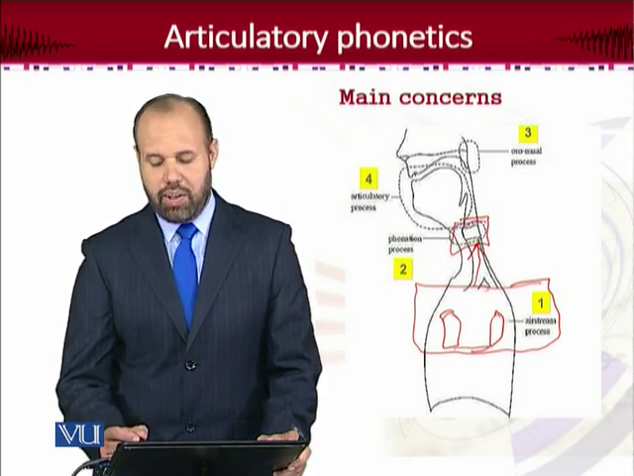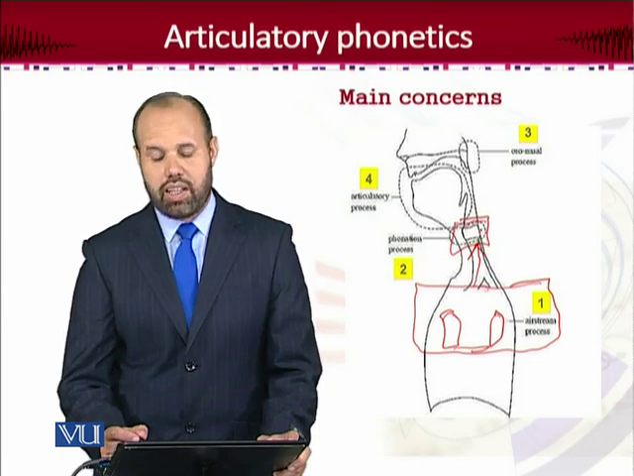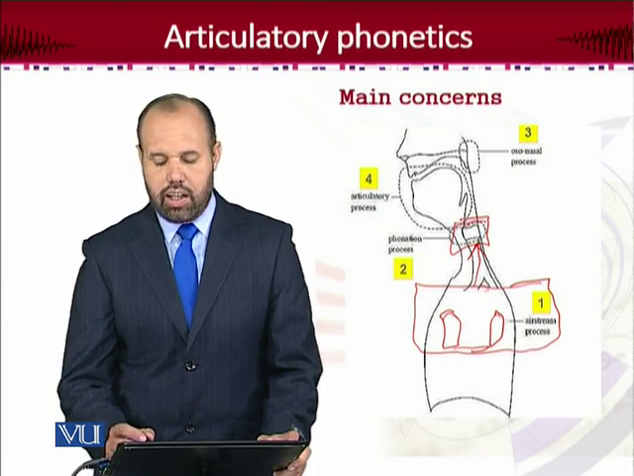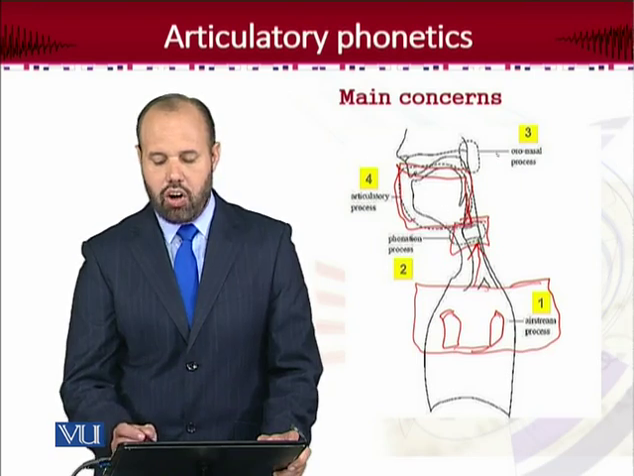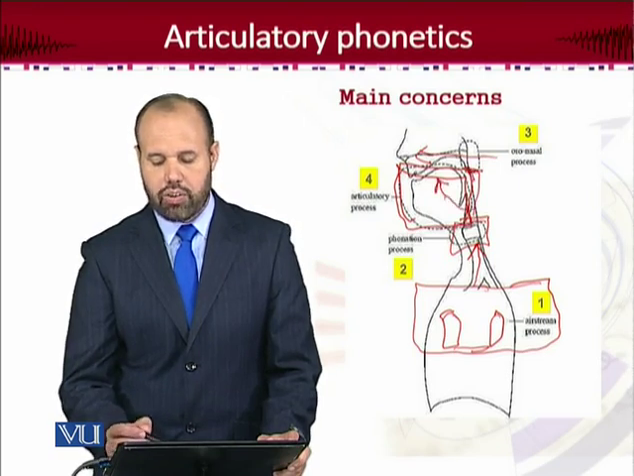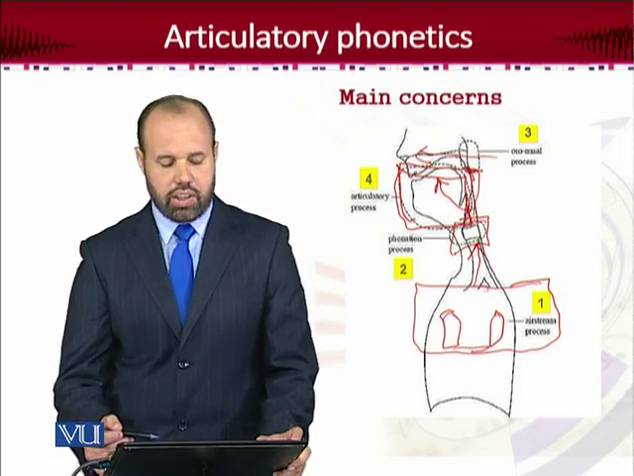There are various processes which are carried out within this sound box. That is called phonation. So, phonation processes, and then above the larynx, articulation: within the oral cavity, or within the nasal cavity, how the sound goes through the nasal cavity or how it goes through the oral cavity. So these four are the major concerns of articulatory phonetics.